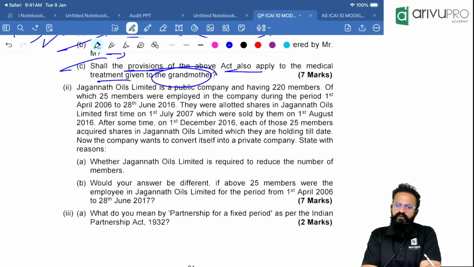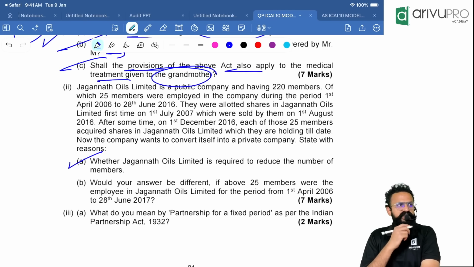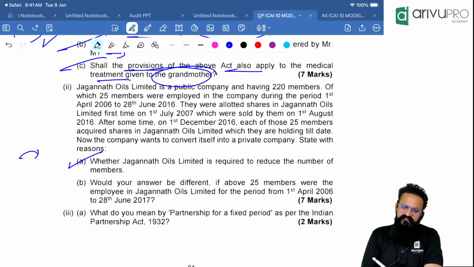Now the company wants to convert itself into a private company. State with reasons whether Jagannath Oils Limited is required to reduce the number of members. Answer is yes, they are required to reduce the number of members. The reason is, what has happened? They have purchased, they have sold.